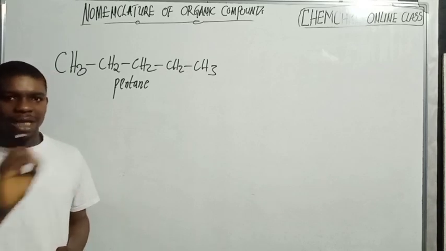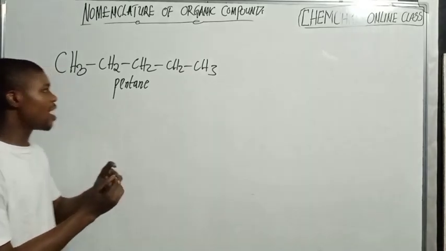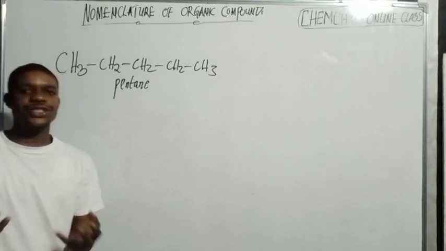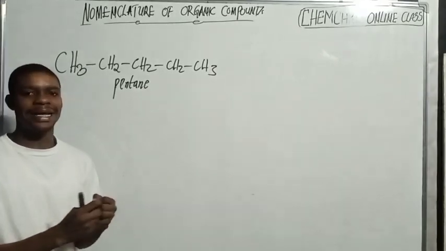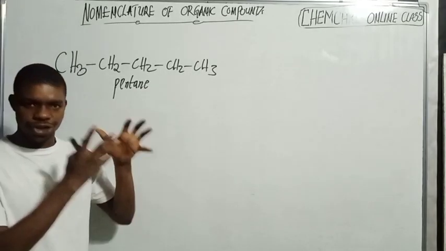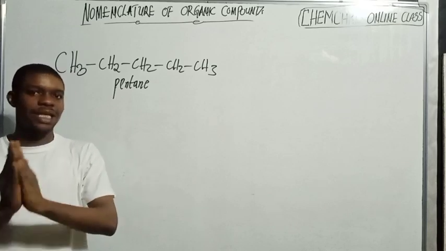because, like I said, it's a total rundown of how to name organic compounds. Here we have pentane. So the first rule when it comes to naming organic compounds is: take the longest continuous carbon chain. Just take the longest continuous carbon chain.